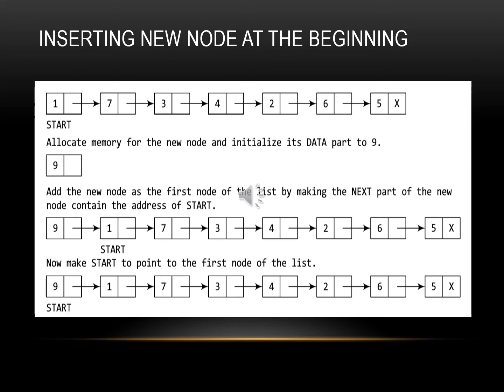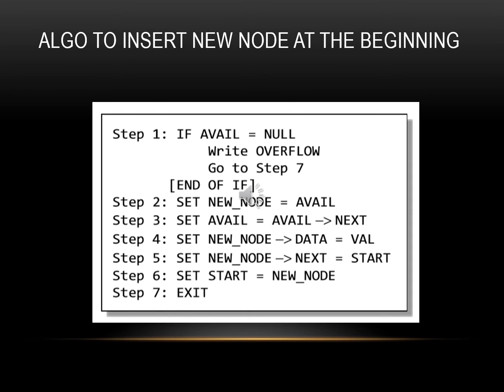Now from the picture, we can see that a linked list is already given and we want to insert a new node at the beginning. The new node's data part is 9, which is already mentioned. So if this new node has to be inserted at the beginning, then the next part of 9 should contain the address of the first node, and the address of the first node is present in start. So it can take the address from there, and start will now contain the address of 9, that is the new node. Let us see the algorithm for the same.